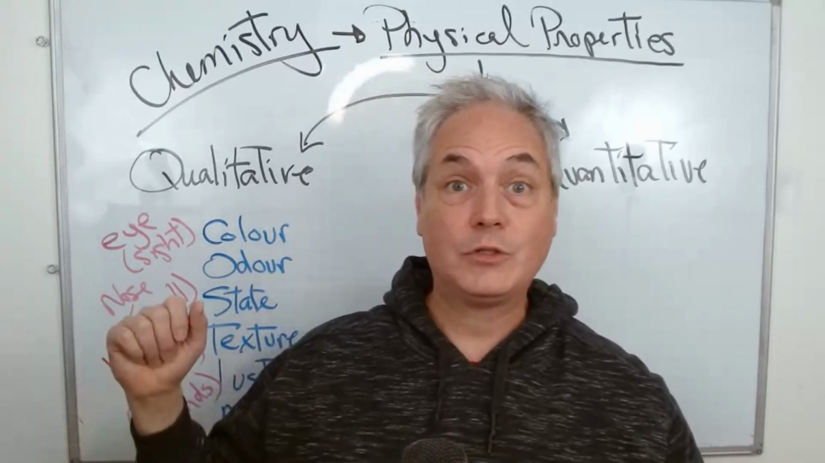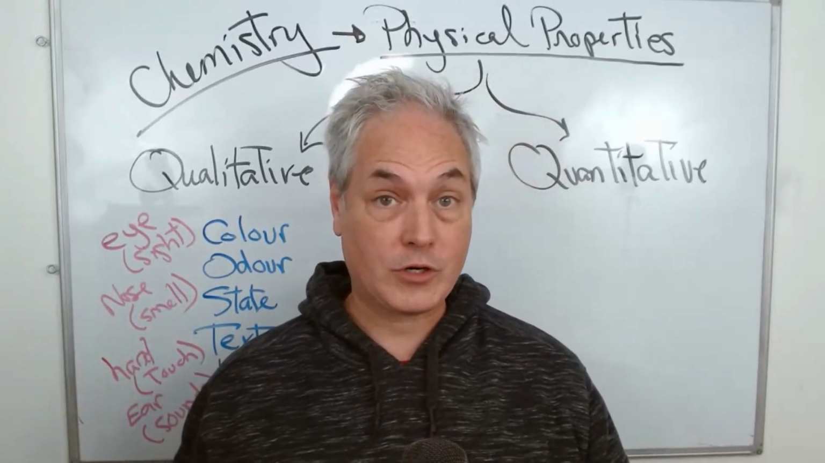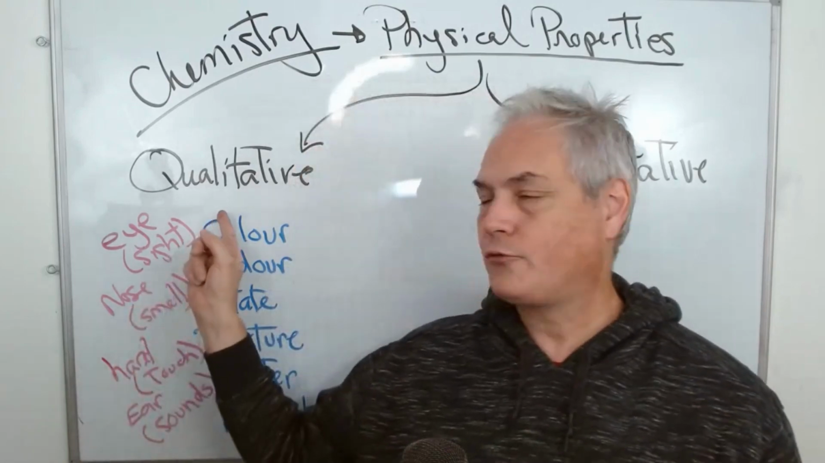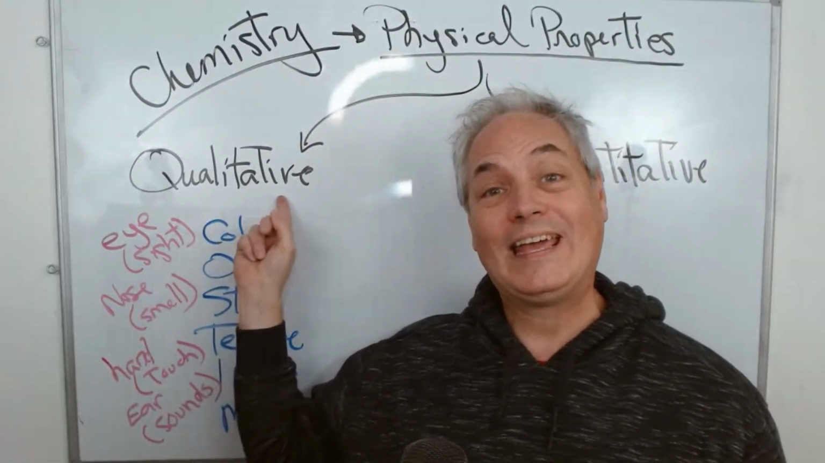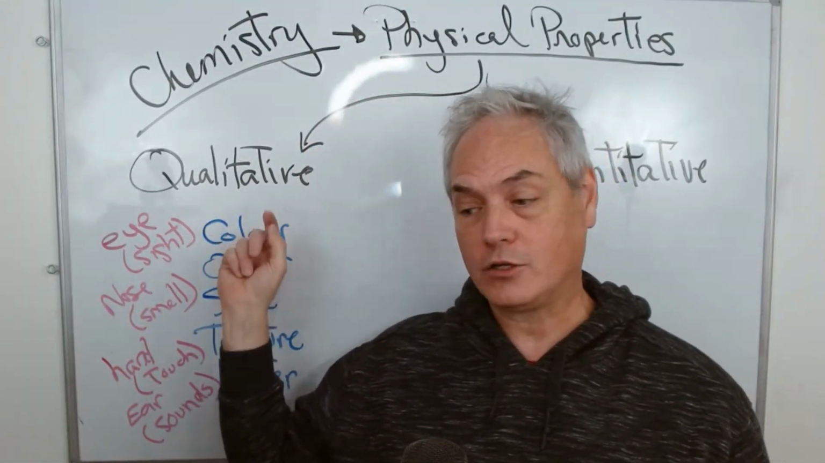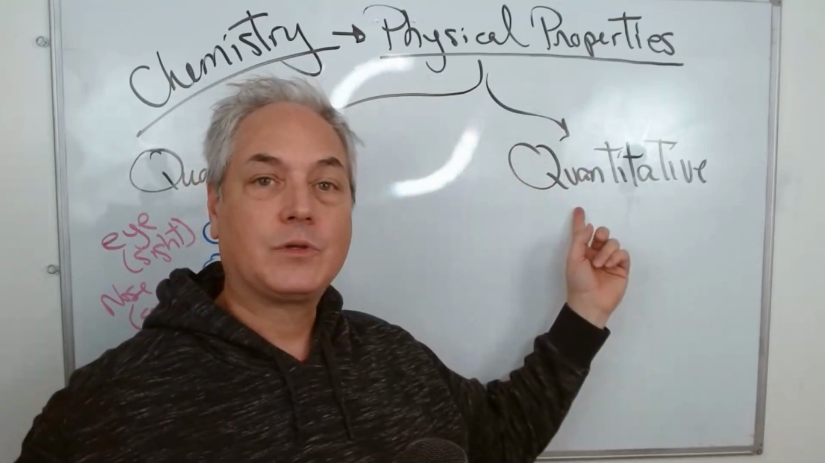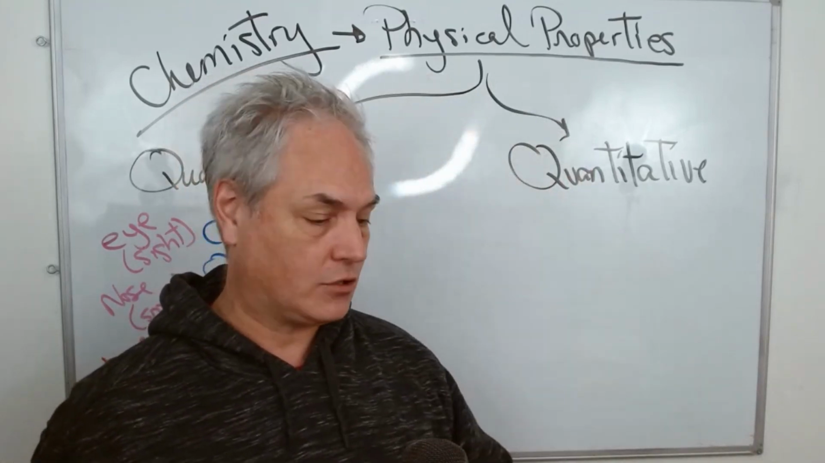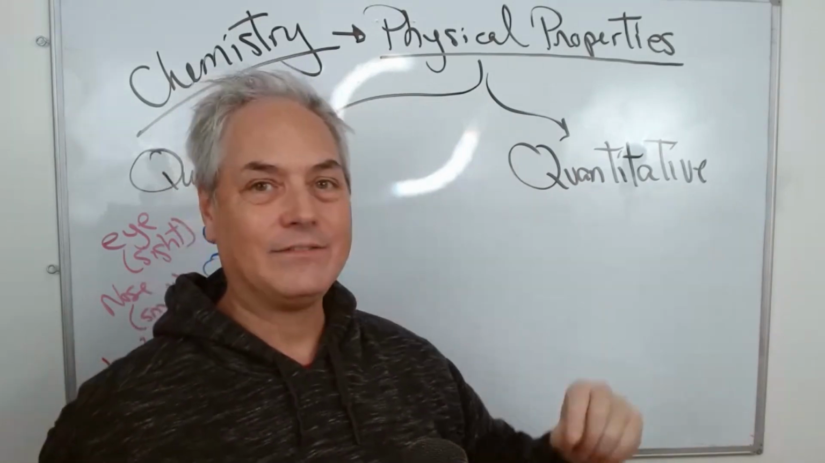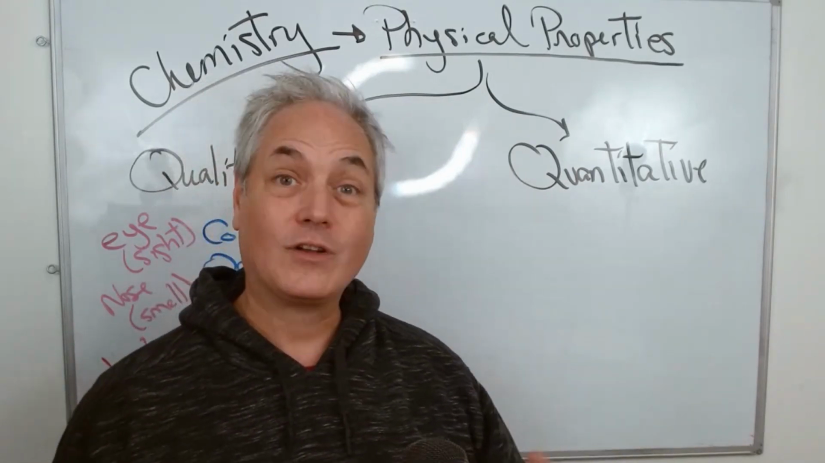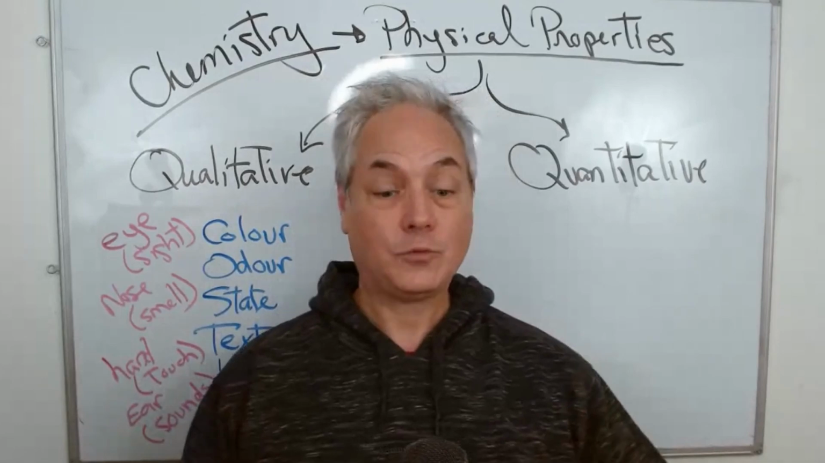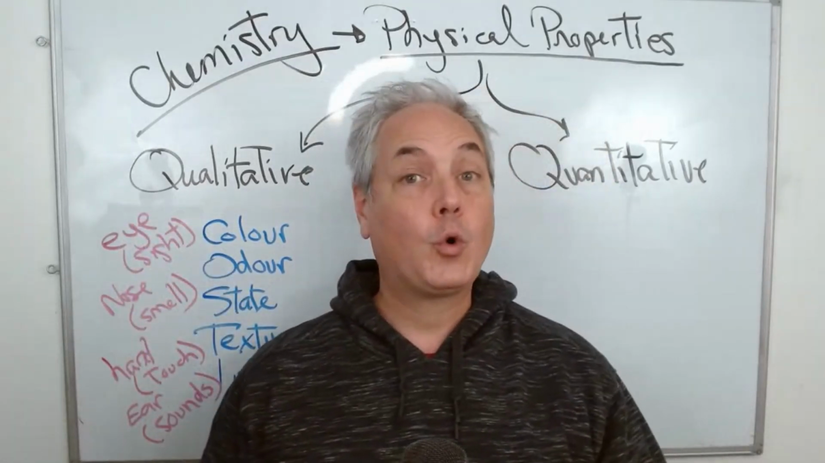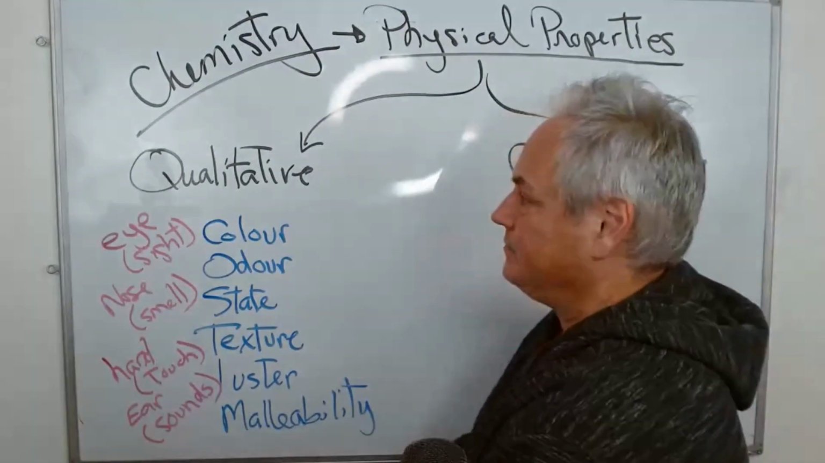In chemistry today, we will talk about physical properties. Physical properties can be divided in two groups. The first one is called the qualitative properties of matter. The second one is what we call the quantitative physical properties. So let's see what the differences are. We'll start with the first one, which is often the easiest one, what we call the qualitative data.